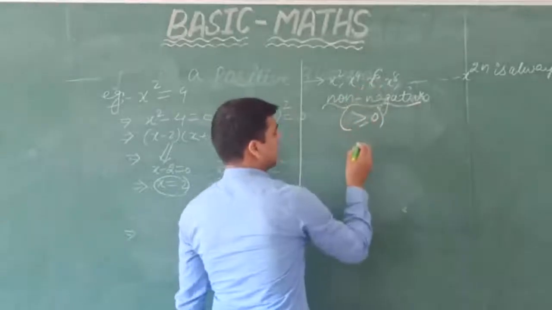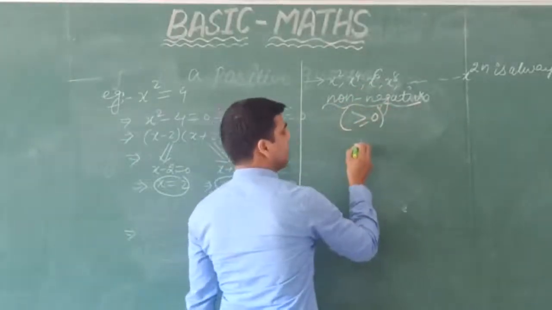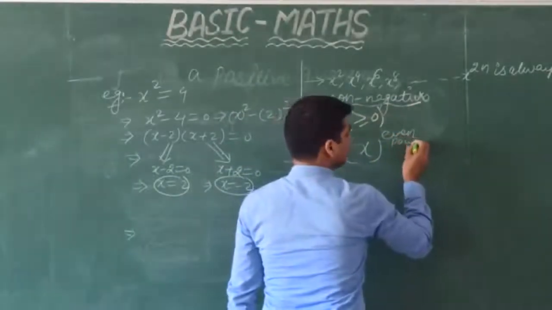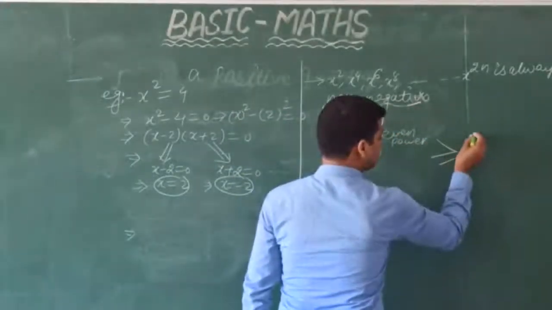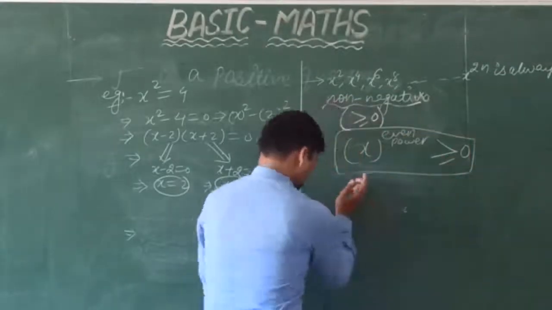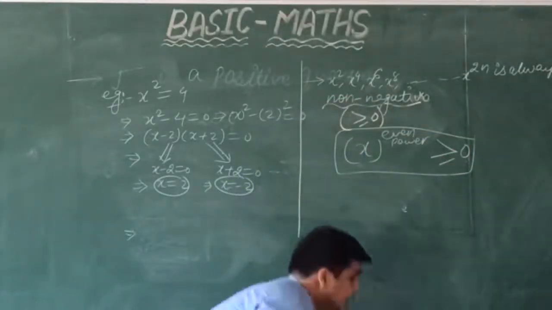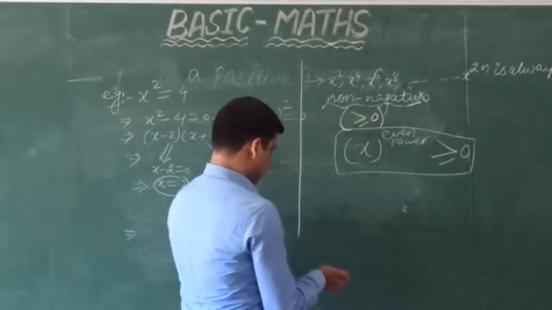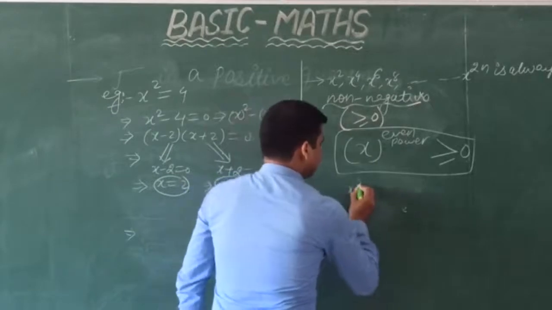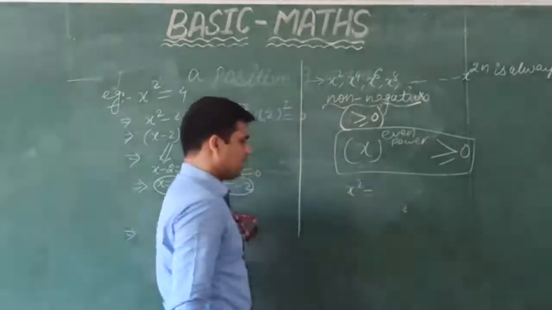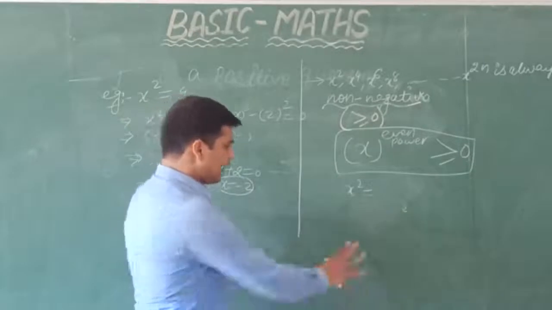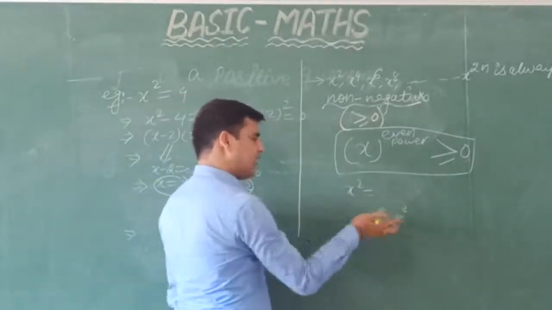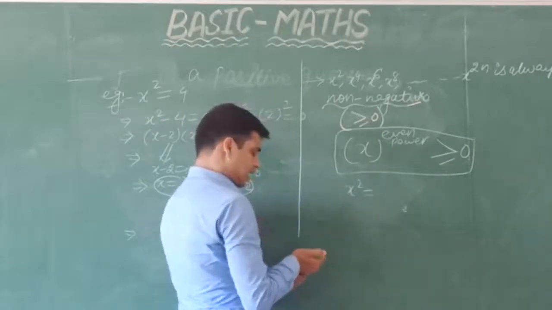Why is this non-negative? You can say in simple words: x raised to an even power is always greater than or equal to 0, meaning non-negative. How? See here. Suppose I am taking an example, x square. If I put here instead of x any number, greater than 0 or less than 0, any number, either positive or negative.